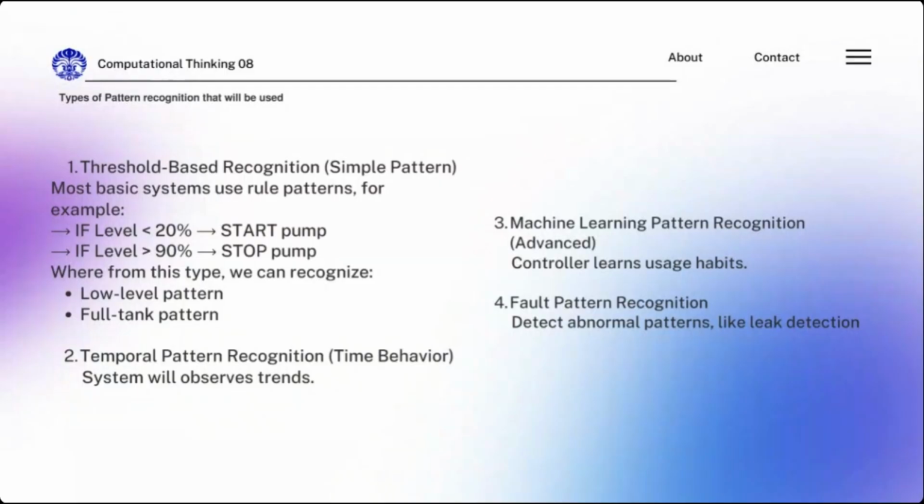And then the last one, we have the fault pattern recognition, where we will detect abnormal patterns like leak detection. For example, the normal pattern will say the level decreases slowly, but the leak pattern will say that the level decreases continuously even when there is no usage. So it means that our system will stop the pump and send an alert to us that we have a leak in our pump.